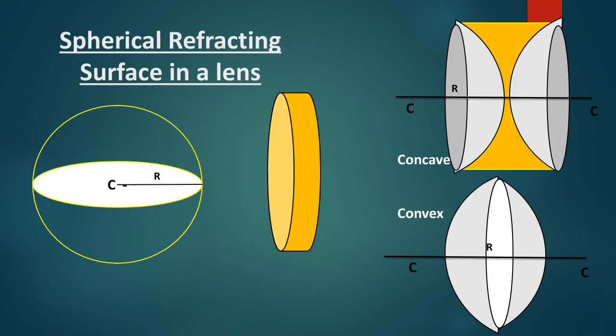So first, let's see what a lens is. A lens is a transparent medium which is bounded by two spherical refracting surfaces. Spherical refracting surfaces means curved surfaces.